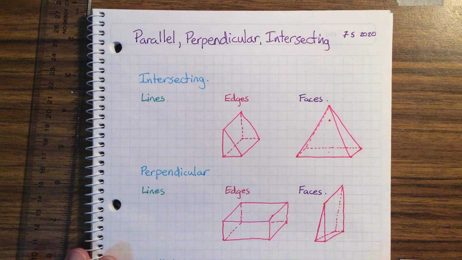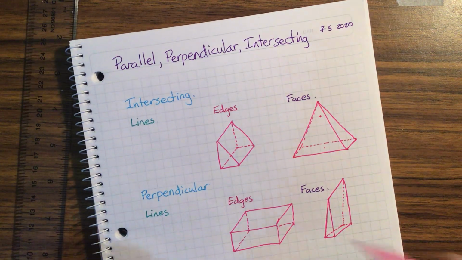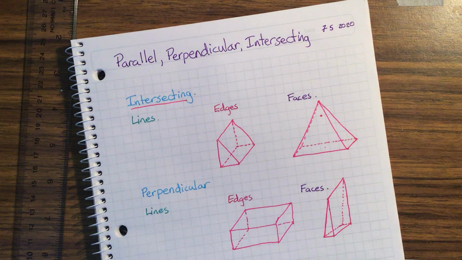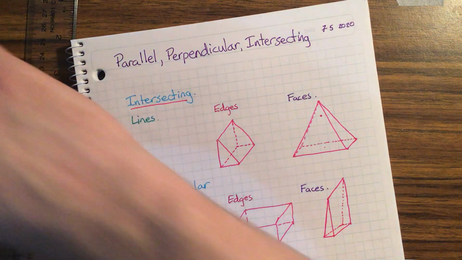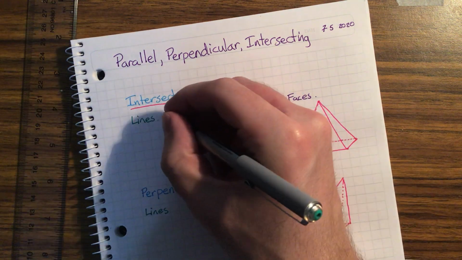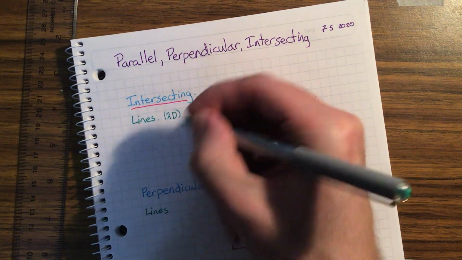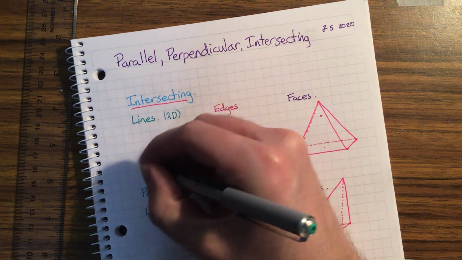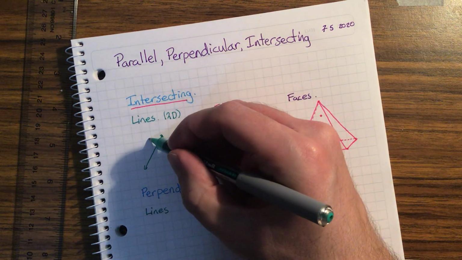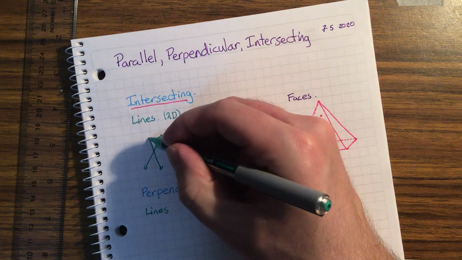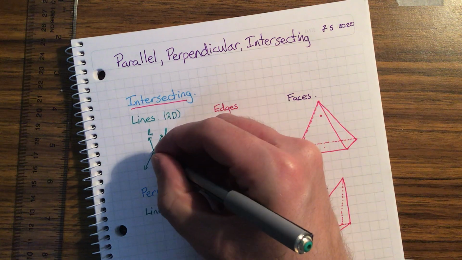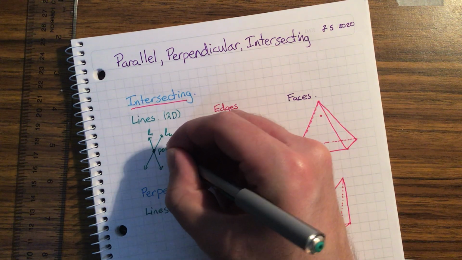Alright, so let's take a look at intersecting. Intersecting means to meet. You can think of an intersection in roads. It's where two roads meet. So lines. Lines are two-dimensional. Two lines intersect when they cross. So here we have line 1 and line 2. They intersect at a point.